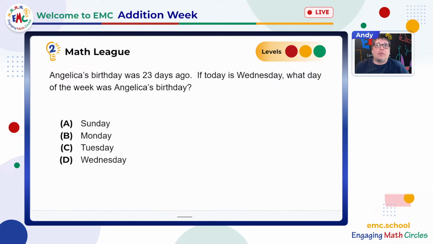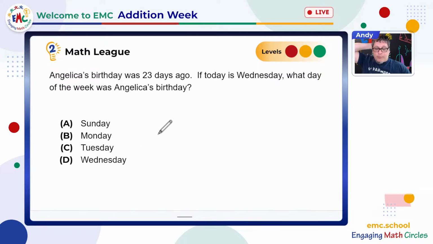Angelica's birthday was 23 days ago. We're going to have to pretend we don't know what day it is. But if today is Wednesday, what day of the week was Angelica's birthday? Sunday, Monday, Tuesday, or Wednesday?